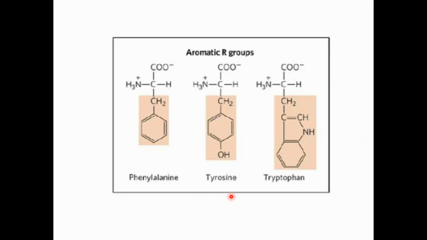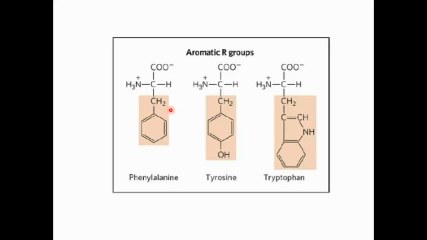So here we can see that all the amino acids have the same amino group, carboxylic group, hydrogen atom and carbon atom, but these highlighted R chains are different. Okay, and we can see here that these R chains have this ring structure. So this is a closed ring, and we say they are aromatic. Why do we say they are aromatic? Mostly it is a benzene ring.